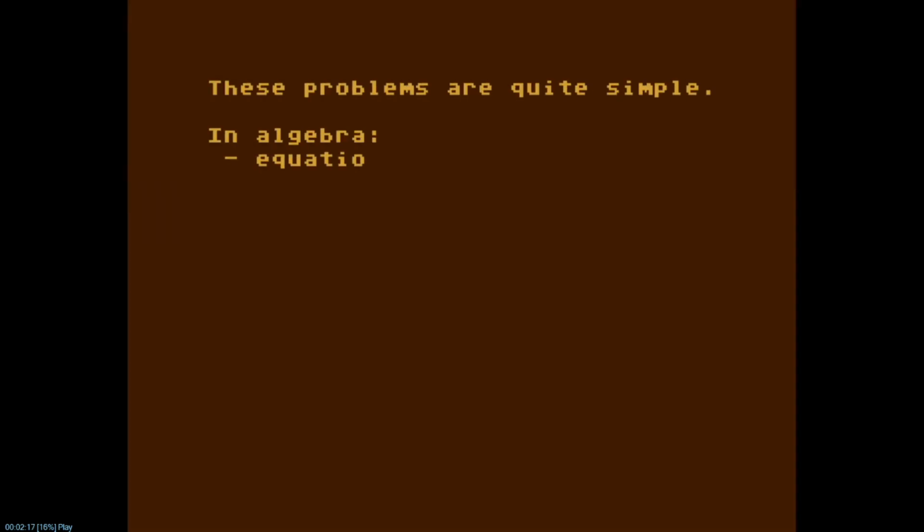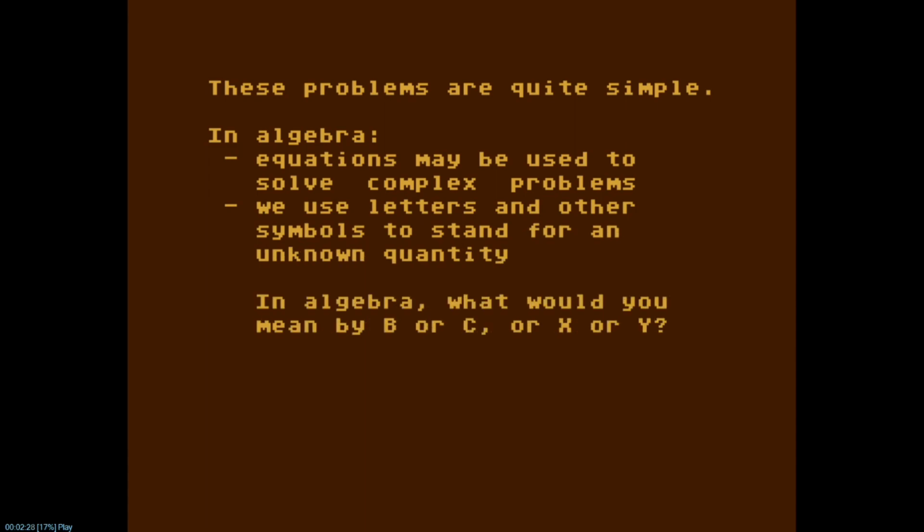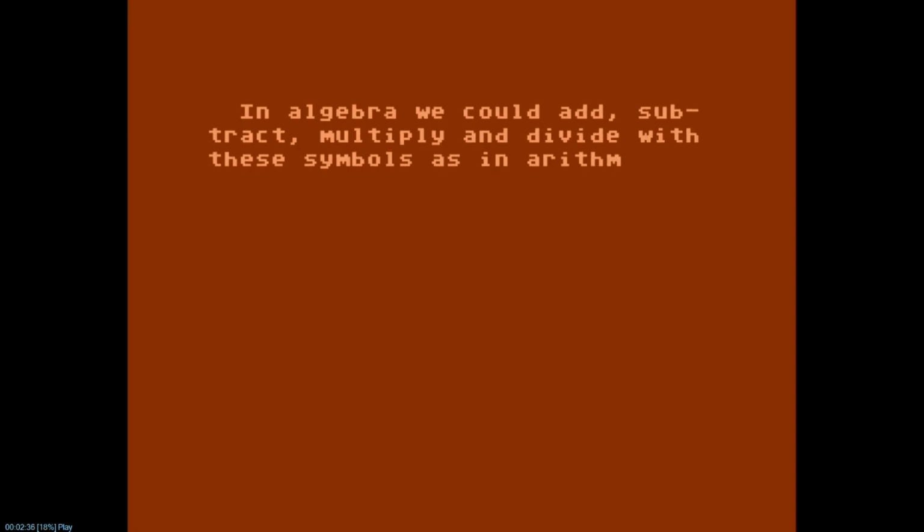Correct. These problems are, of course, quite simple, but you can imagine that equations in algebra may be used to solve quite complex problems. In algebra, we use letters and other symbols to stand for an unknown quantity. In algebra, what would you mean by B or C, or X or Y? Yes. In algebra, we could add, subtract, multiply, and divide expressions with these symbols just as in arithmetic.